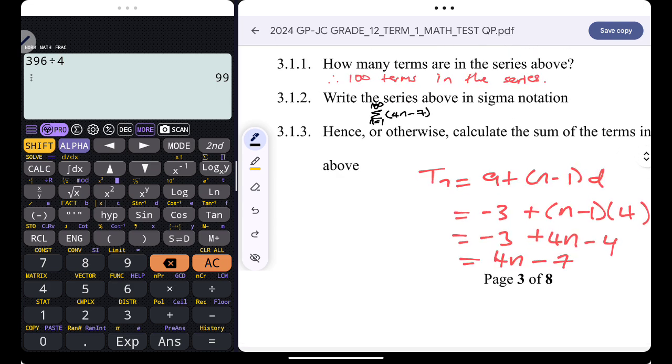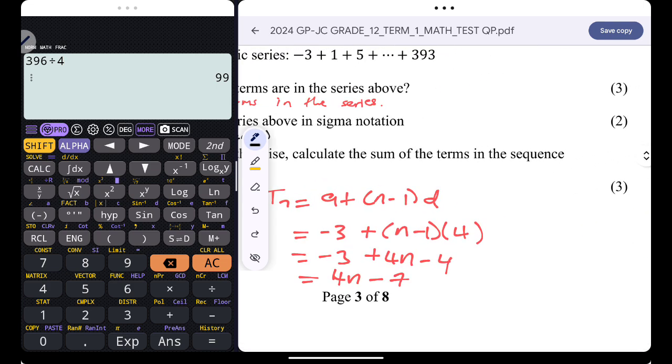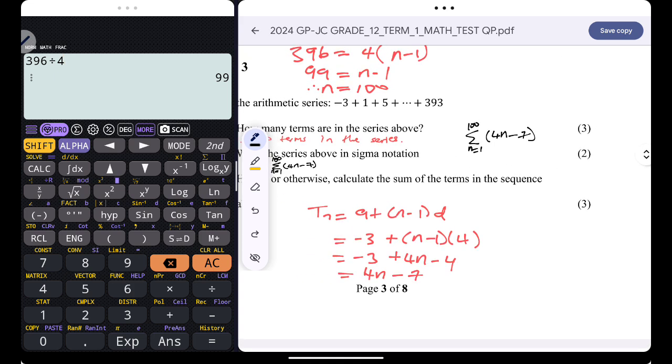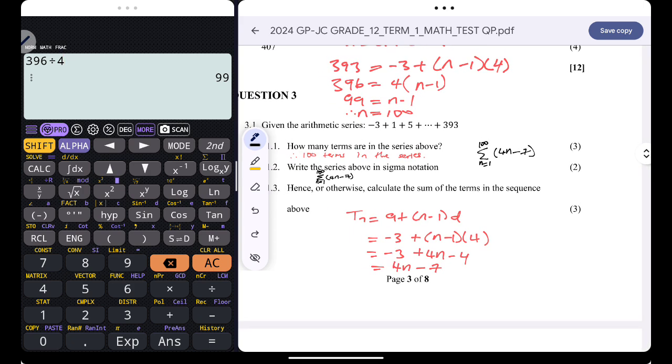So that's how, let me write it here because I have too much space. Sigma is n, 100 there. I'll have 4n minus 7. Okay. And then now I'm being told, hence or otherwise, calculate the sum of the terms in the series above, in the sequence above. Right?